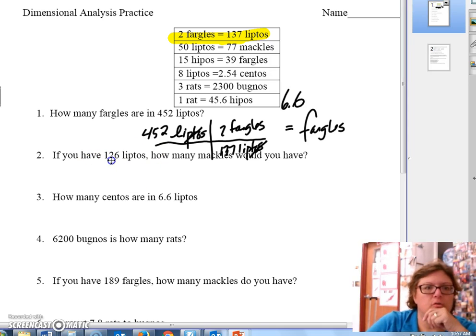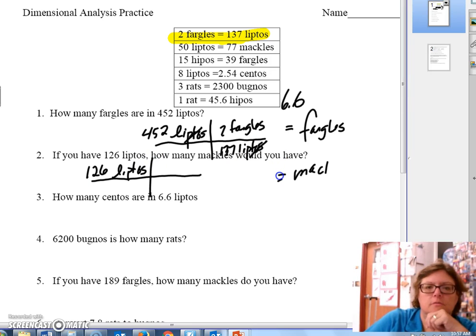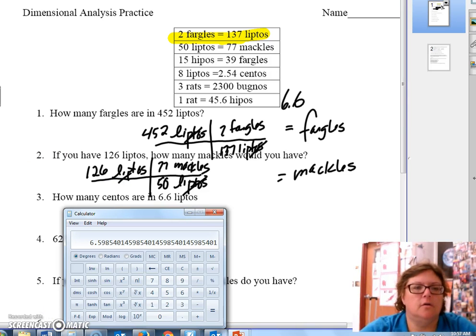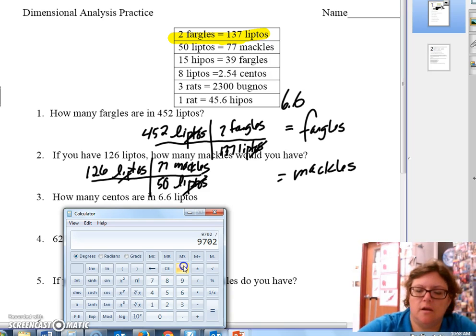All right, the next one, we have 126 Liptos. That's what we're starting with. So I'm going to put that on top of my rail. And I want to know Mackles. So there are 50 Liptos for every 77 Mackles. So Liptos goes on the bottom, 77 Mackles goes on top. And calculate: 126 times 77 equals 9702 divided by 50, 194 Mackles.